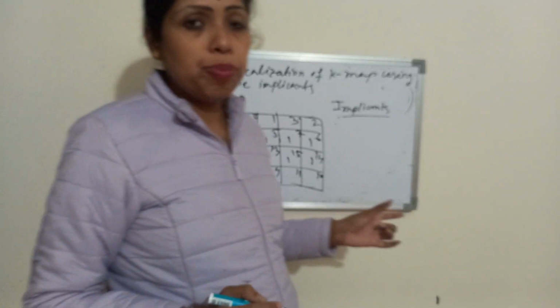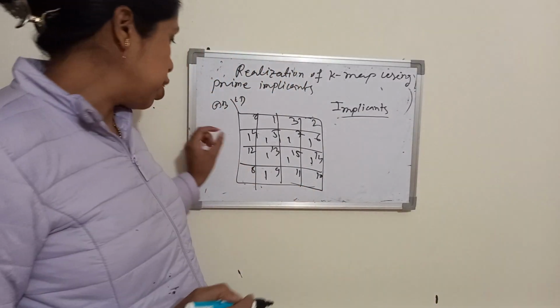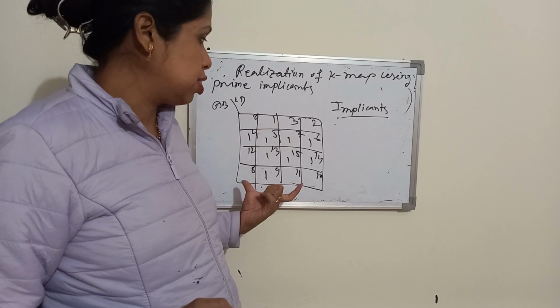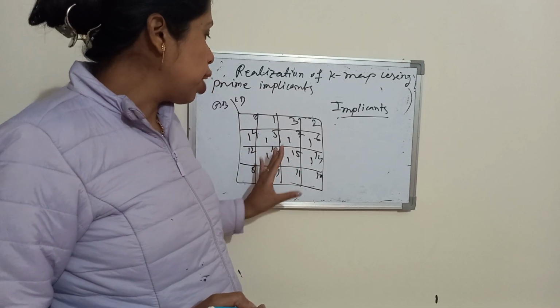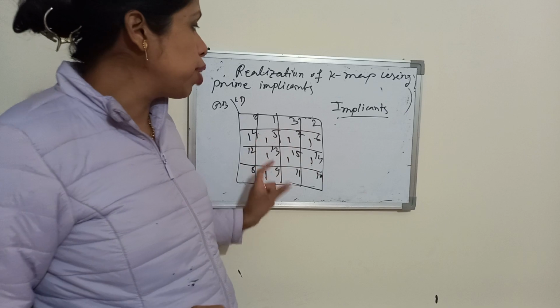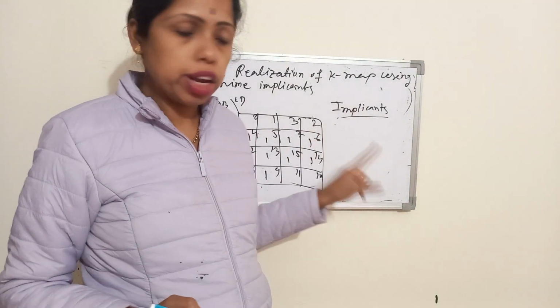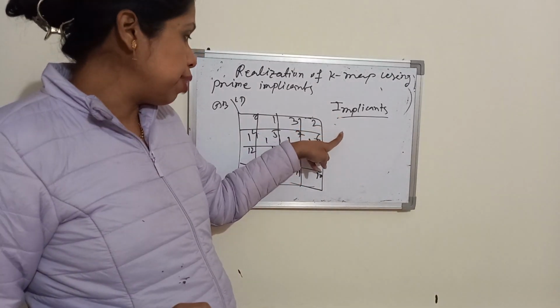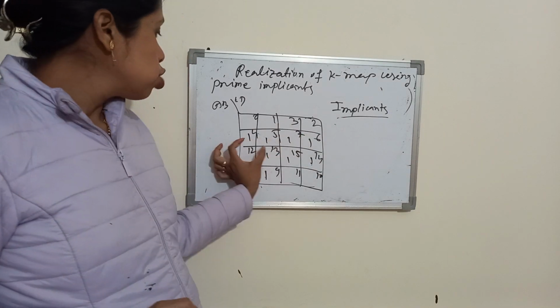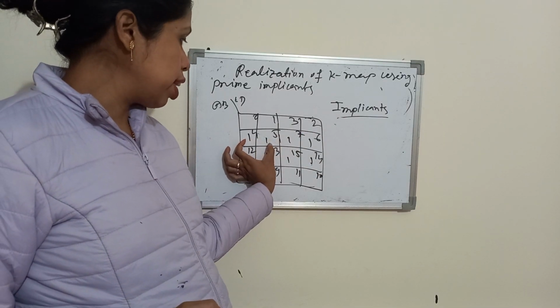So there is one example. According to this example, I have marked logical one in those cells. Now every individual one can be under implicants, as I told. Every individual one can be under implicants. Here you can see these two ones can create a pair.